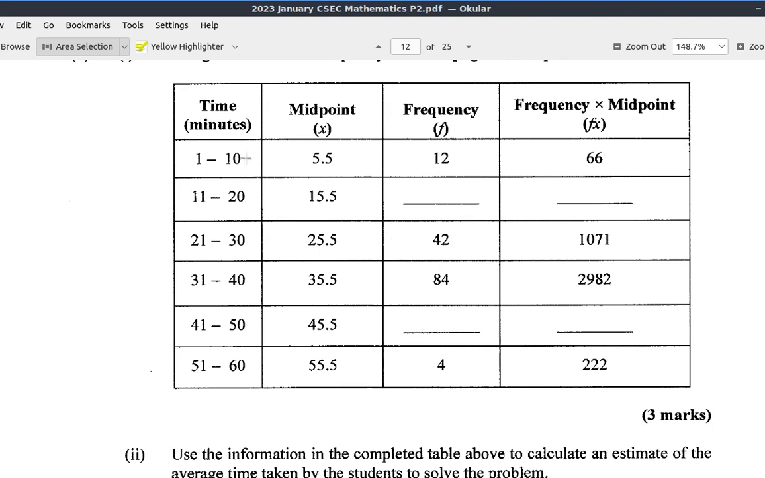Alright, now let's see what happens here. We have 1 to 10. Use the midpoint 5.5 to represent the 1 to 10 group. As you know, the midpoint would be the average of 1 and 10. 1 plus 10 is 11, and 11 divided by 2 gives you 5.5. So here now, we have 12 as a frequency. Let's just test this and see how they get this before we go on.